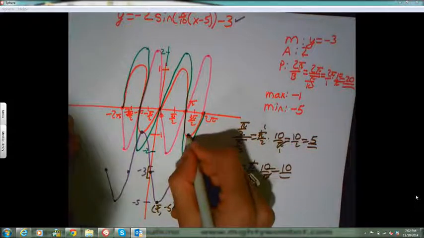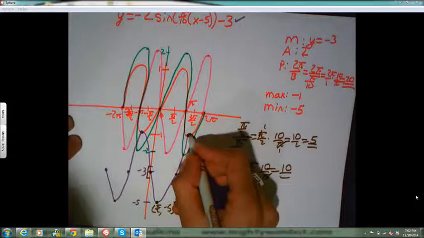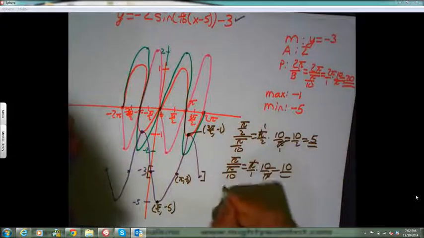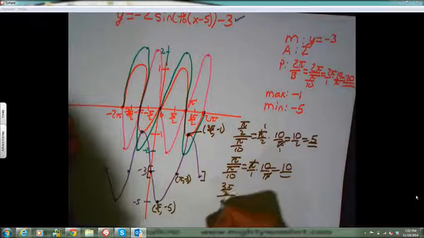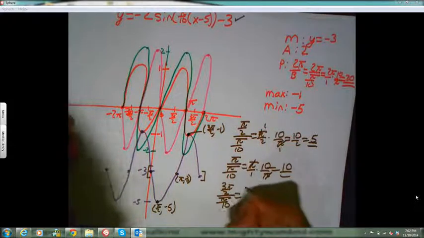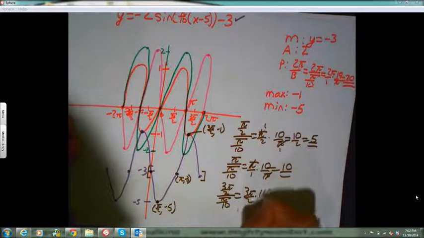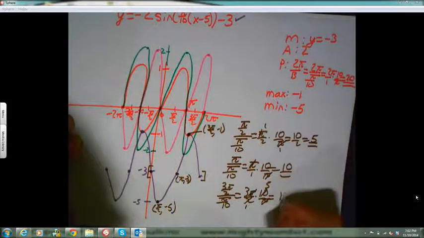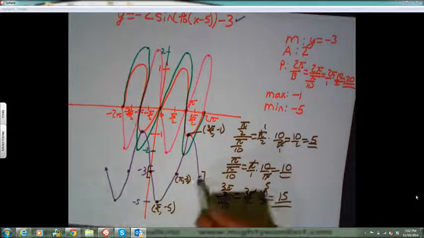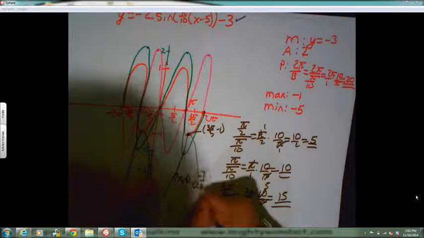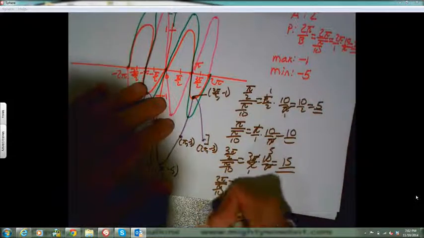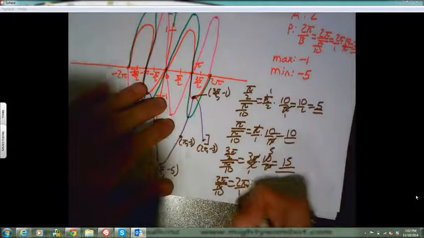Here we are, 3 pi over 2, comma, negative 1. 3 pi over 2 divided by pi over 10 equals 3 pi over 2 times 10 over pi. These go away. 1, 5, this is 15. Finally, this last one, 2 pi, comma, negative 3. So let's do the 2 pi divided by pi over 10. So 2 pi over 1 times 10 over pi, 20.